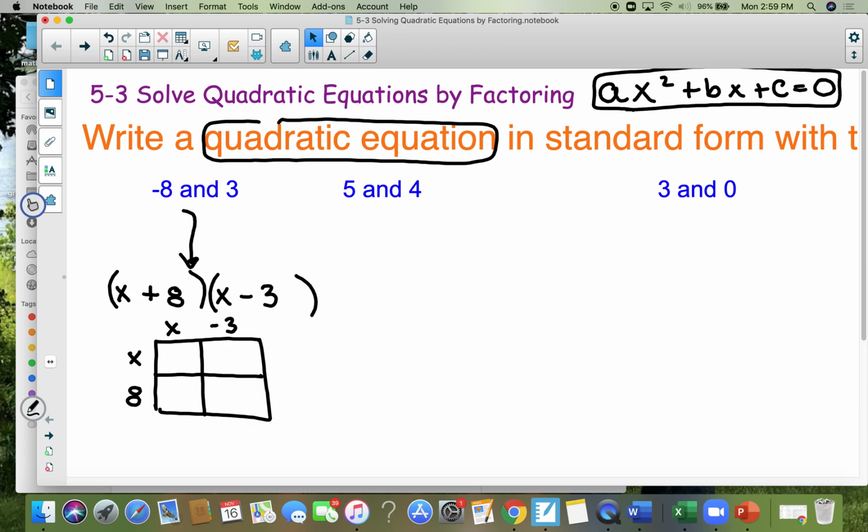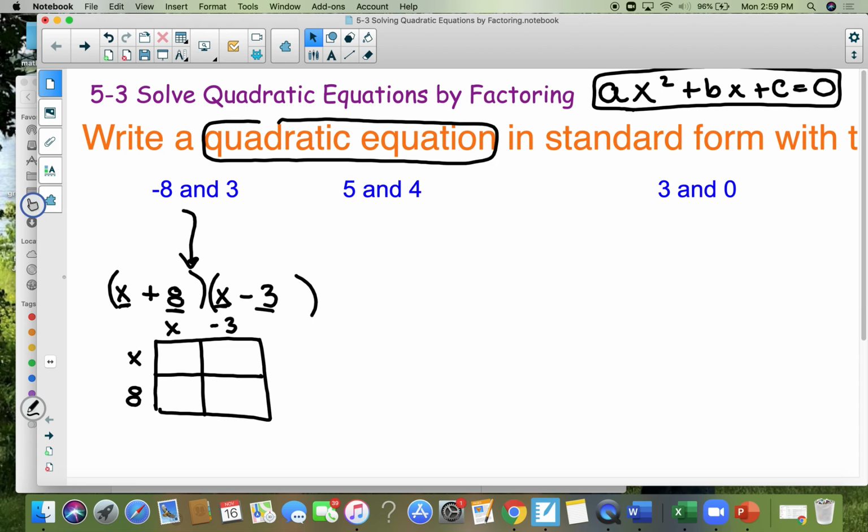And if you're confused on what we're doing, you'll catch on, because I'm going to end up doing 4 of these types of problems for you, and this is all we're going to be doing for homework for 5.3. Once you make your box and you put the x and a +8 on one of them and an x and a -3 up above, all you're going to do is multiply and fill in the box.